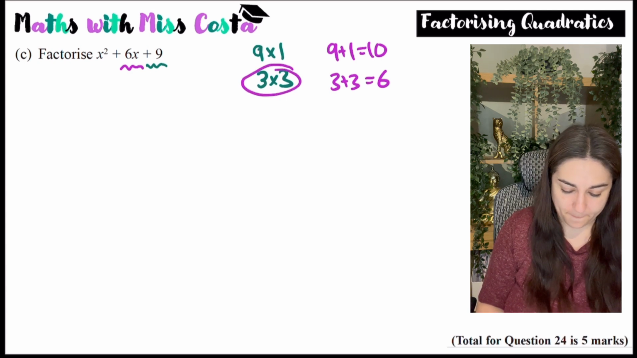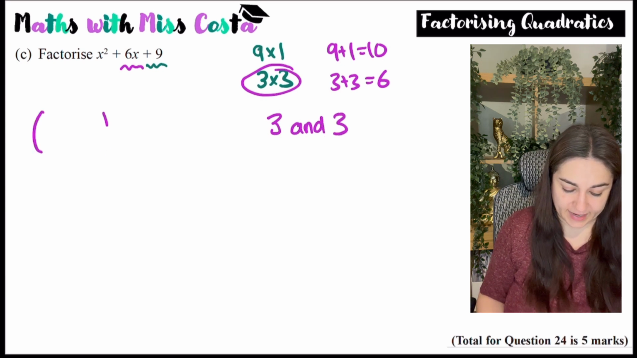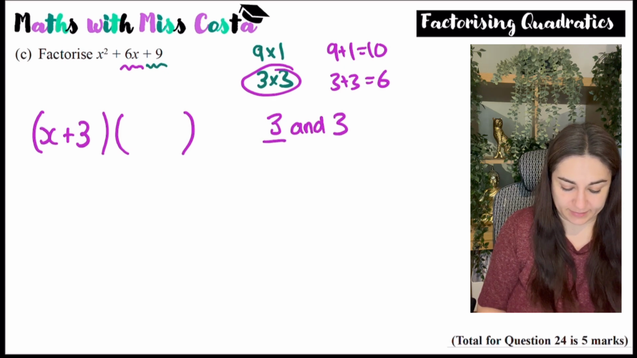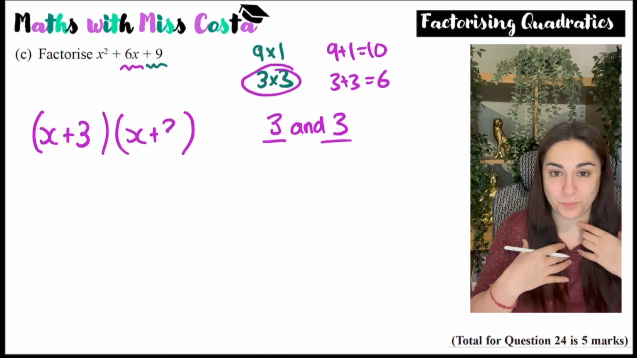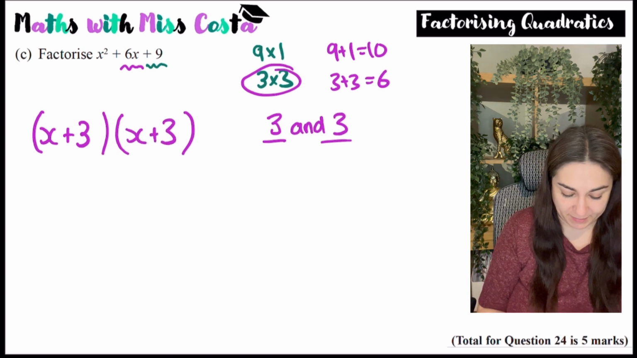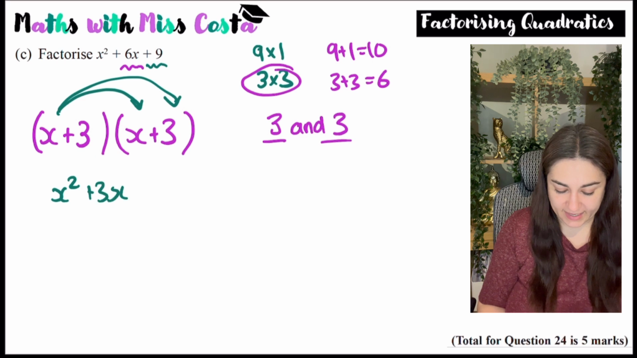Now what you do is you have the factor of 3 and the factor of 3. You put it into brackets and you're going to write x, and it's a positive 3, so you're going to write x plus 3, and over here x plus 3. So that's how you factorise, you're putting it into brackets. You can always double check by expanding. So x times x is x squared, x times 3 is 3x, 3 times x is 3x, and 3 times 3 is 9. Simplify it, x squared plus 6x plus 9, so you know you've done it right.